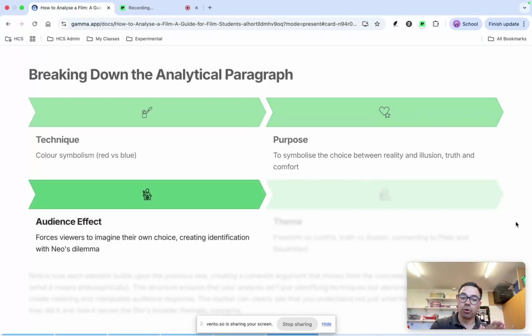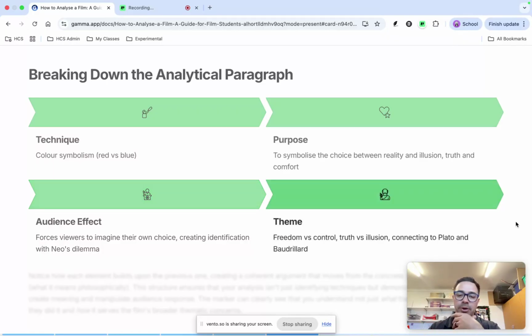The effect it had on the audience. It forces the viewers, forces the audience to imagine their own choices, to create identification with Neo's dilemma. Remember, when we're watching the movie, we, as human beings, can't help but put ourselves in that position. So the effect it has on us is that we have to analyze our own choices, right? We are there with Neo making those choices. We can identify with his issue, with his challenge, with his dilemma.